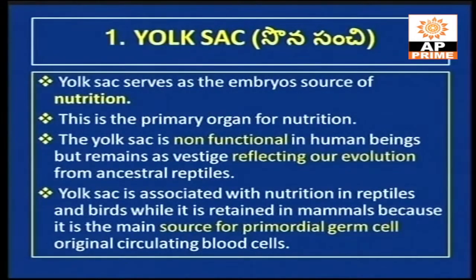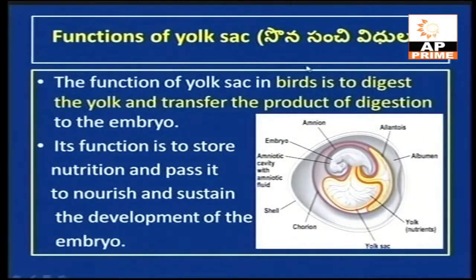This yolk sac is associated with nutrition in reptiles and particularly in birds, and it is retained in mammals because it is a main source for the development of primordial germ cells, and it is also the origin of circulating blood cells. These are the main functions of the yolk sac.